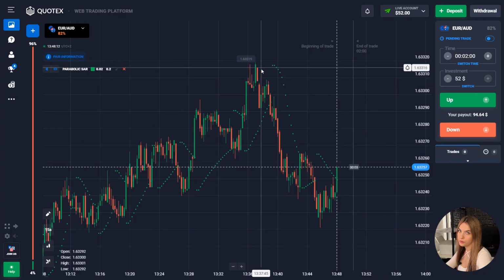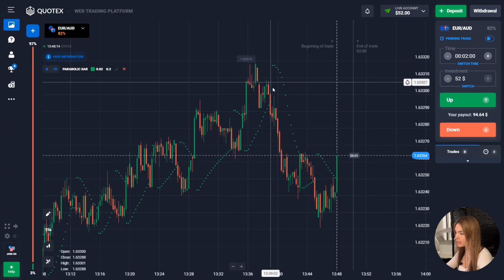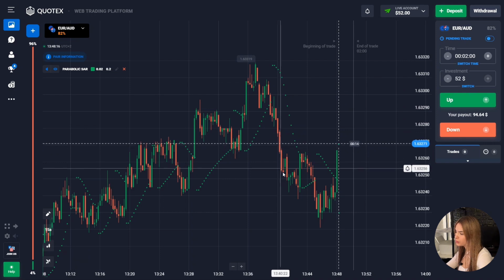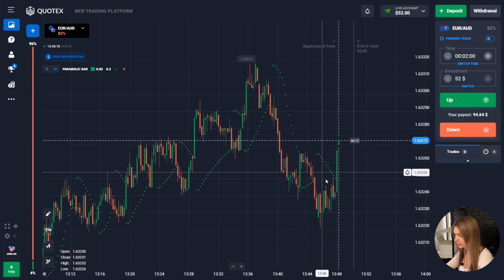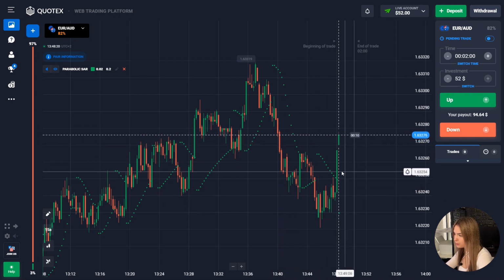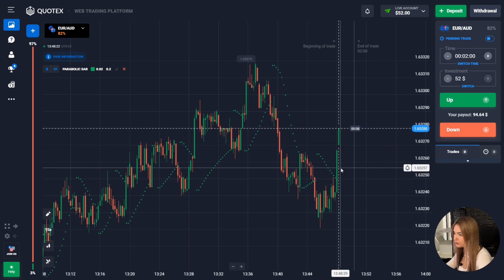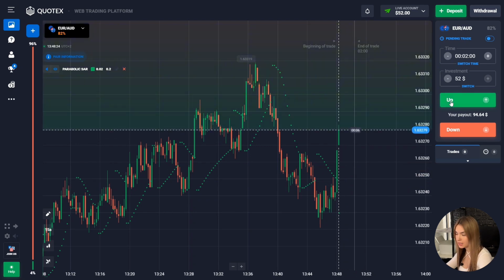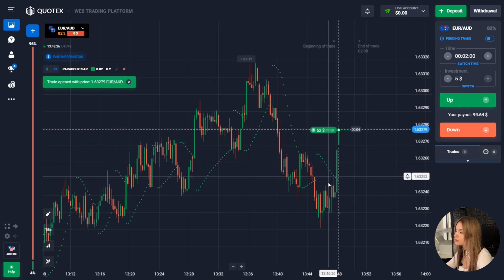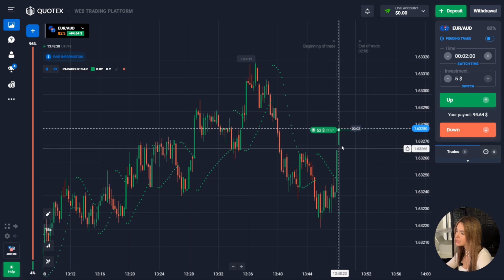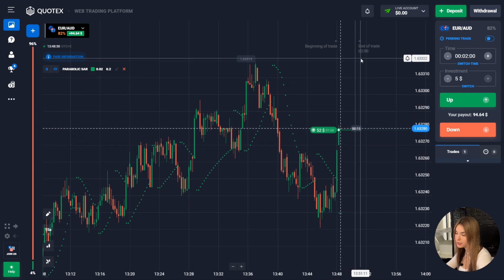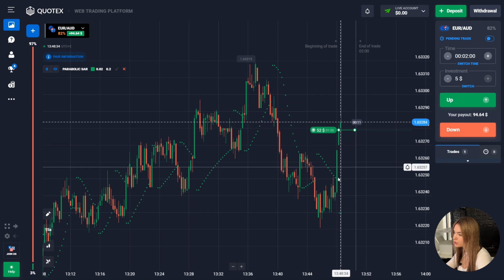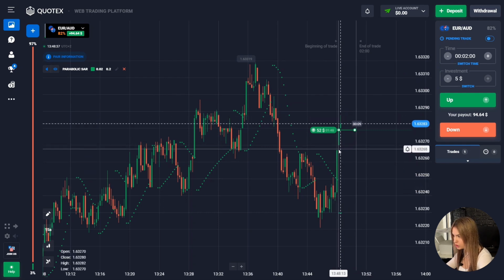Here the price is moving in an uptrend. At the same time, as you can see, the price made a pretty strong pullback down, and at the moment it goes up by impulse, breaking through the dotted lines of the indicator. In such a situation, we'll open a deal for 2 minutes up, since the indicator tells us about the upcoming price increase. As you can see, an impulsive green candle has already appeared on the chart.